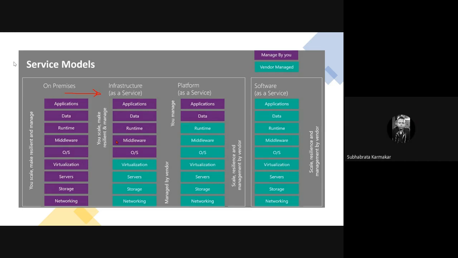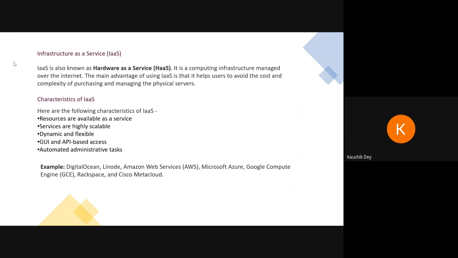So you can see in the IaaS, whatever I told up to that, IaaS is also known as hardware as a service, meaning you will provide the infrastructure. The services are highly scalable, and the characteristics are UI and API based access. You can also do automated administrative tasks. The example is Amazon Web Services, AWS, whatever you use, this is infrastructure as a service. DigitalOcean, Meta Cloud, these are all examples of infrastructure as a service.